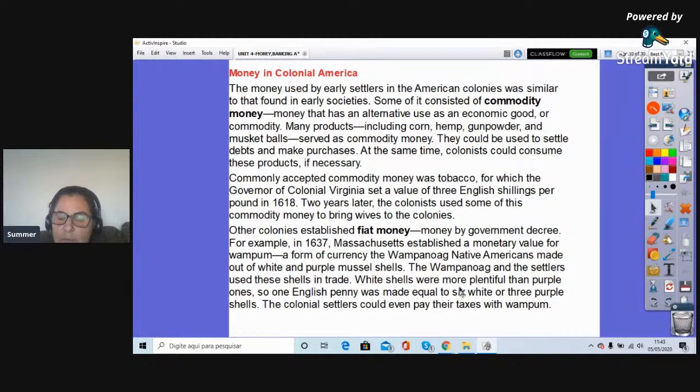White shells were more plentiful, there were more of them than purple ones. So 1 English penny was made equal to 6 white or 3 purple shells. The colonial settlers could even pay their taxes with wampum.